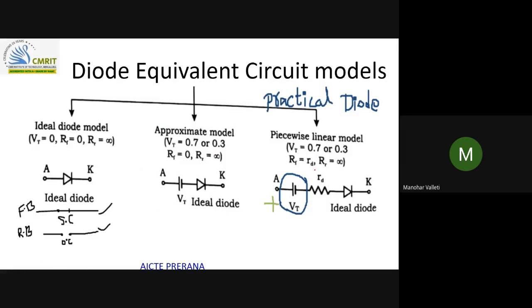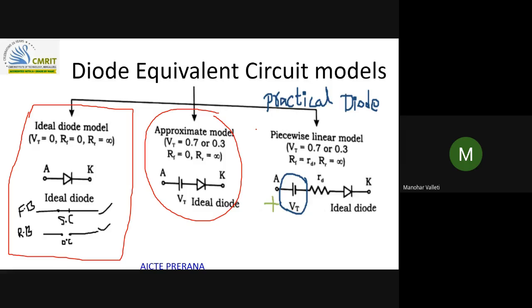Just a brief recap, whatever we need from the previous class discussions: mainly we will use the ideal diode equivalent model, whereas when you are solving problems we will use the approximate model. Depending on whether the diode forward resistance is also given, we will use the piecewise linear model also. Please note, forward resistance means generally they may give the dynamic resistance of the diode, or they can directly mention the forward resistance of the diode.